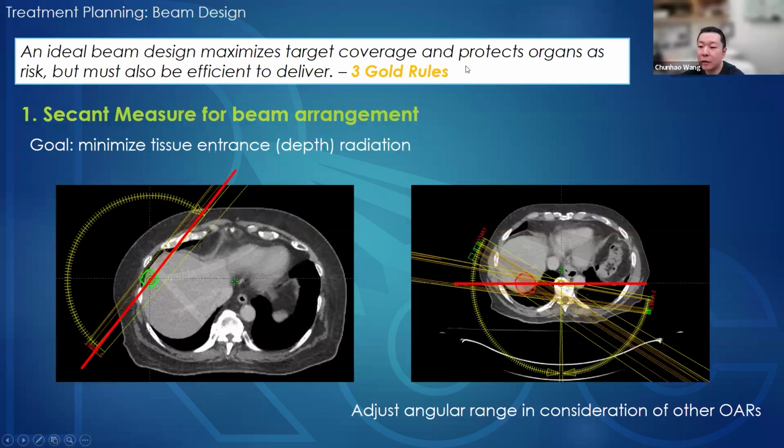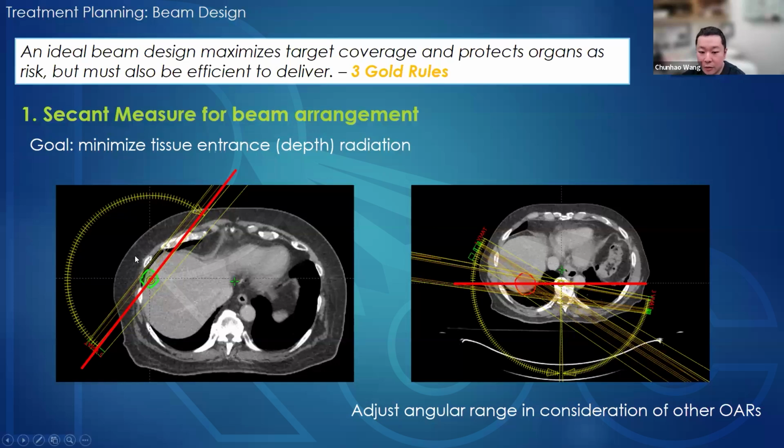In our mind, we imagine that we're going to draw a secant passing through the center of the target to divide the body into two sections. The goal is to identify the region mimicking a 180-degree arc, or called half arc. And then we want to see that on this side of the secant, when the beam goes through this side of the body, the entrance depth of the radiation has been minimized. In other words, we want to minimize the entrance radiation to the tissue prior to reaching the target.